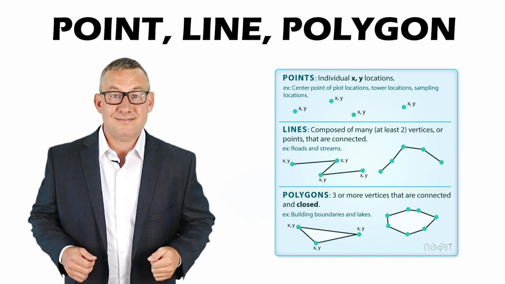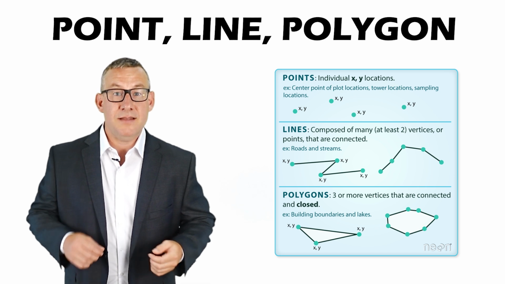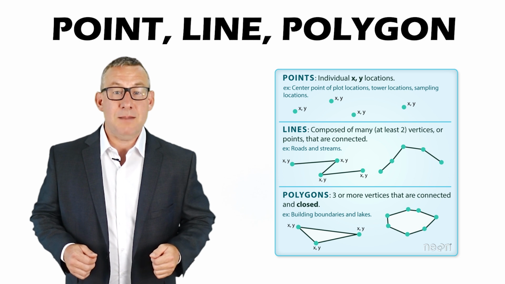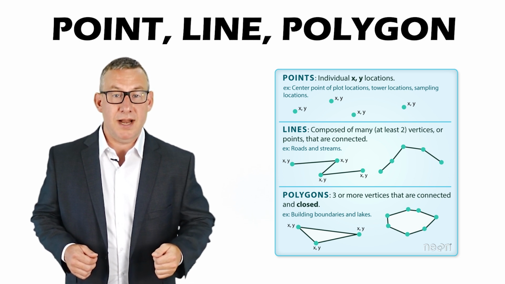Polygons. A polygon is a set of vertices on a planar surface that begin and end at the same point. A polygon is also known as a bounded area.